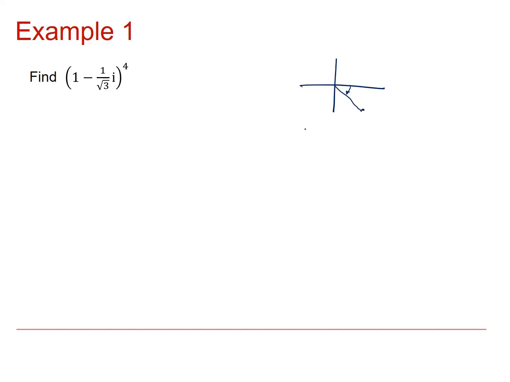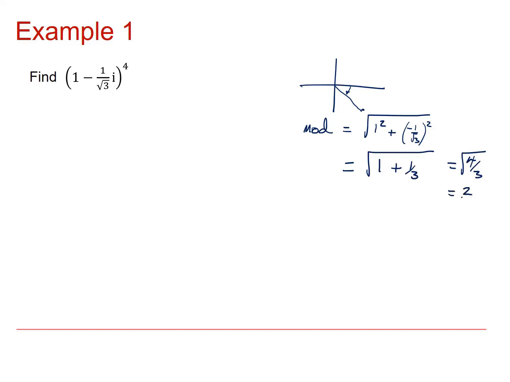Now, my modulus is just equal to the square root of 1 squared plus minus 1 over root 3 squared. And in fact, we'll see that we don't need to worry about this minus sign, and we can ignore it in future, because it's always going to be squared up and will become a plus. So that's going to be the square root of 1 plus 1/3, which is root 4/3, which is 2 over root 3.